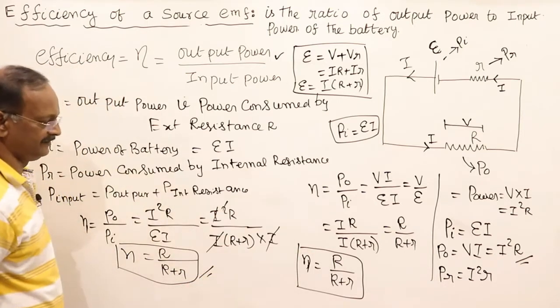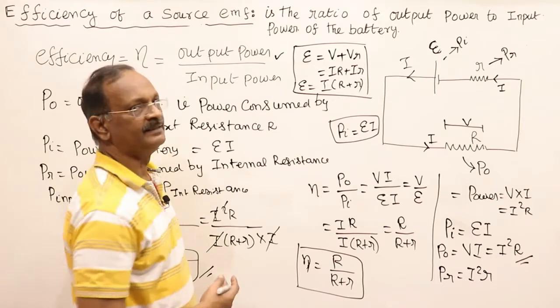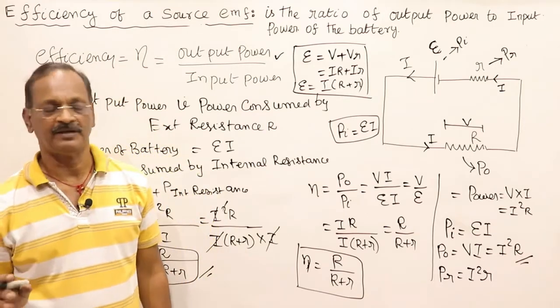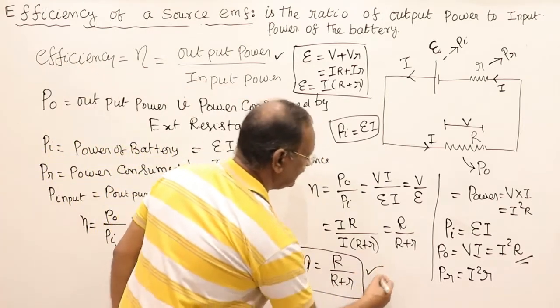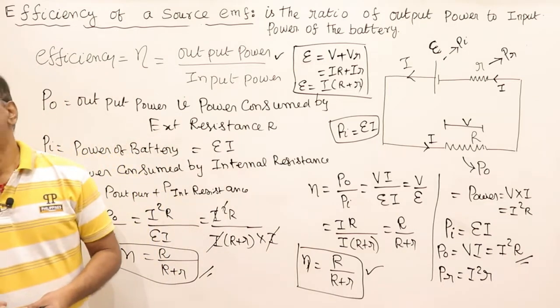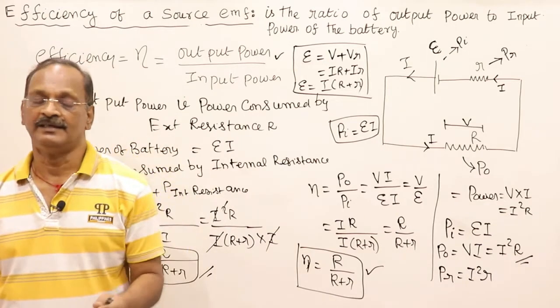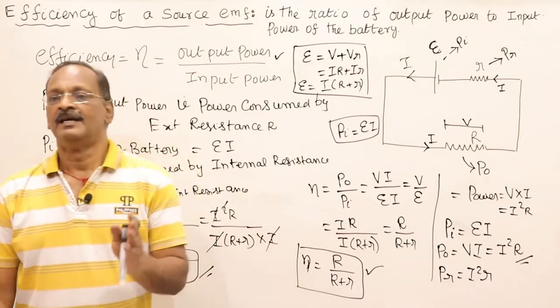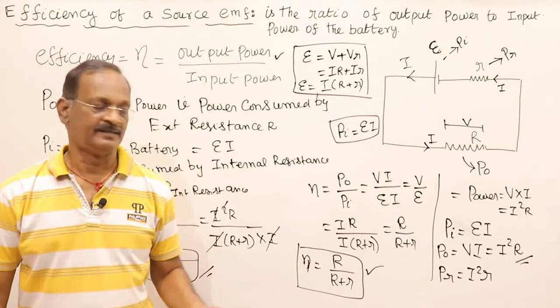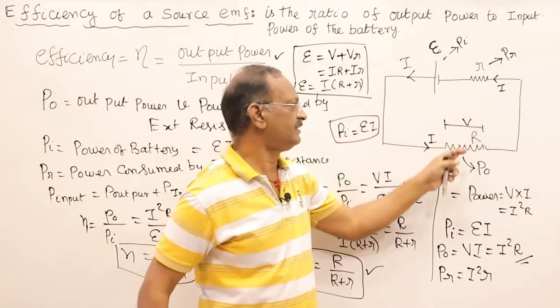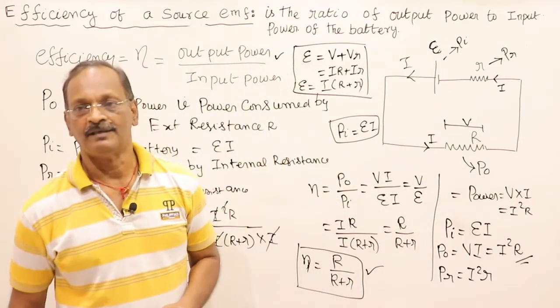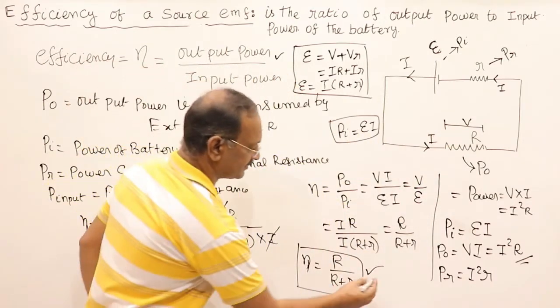The efficiency of a battery source, the efficiency of a source of EMF, is given by this expression, that is external resistance divided by the total resistance. Internal resistance plus external resistance is the total resistance. So this is the expression.